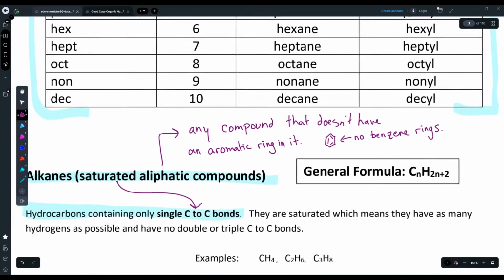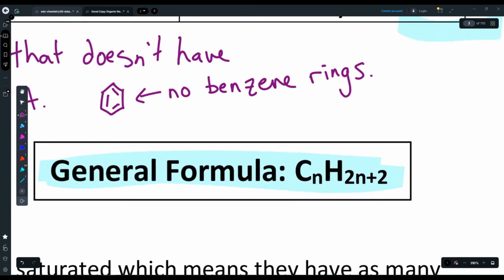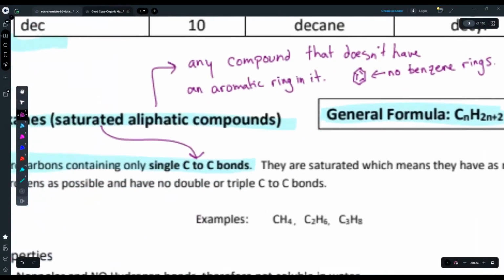Now, the general formula for alkanes is going to be CnH2n+2. So what does this mean? It means n is going to be some amount of carbon atoms in your compound, and the amount of hydrogen atoms is going to be 2 times the amount of your carbon atoms plus 2 more hydrogen atoms. Okay?